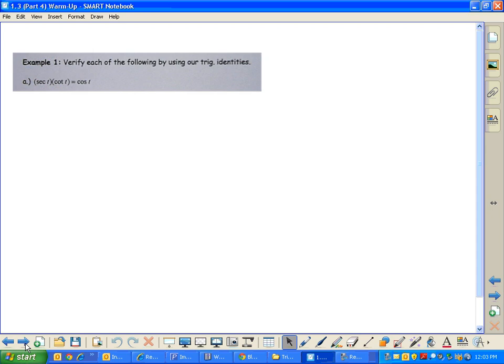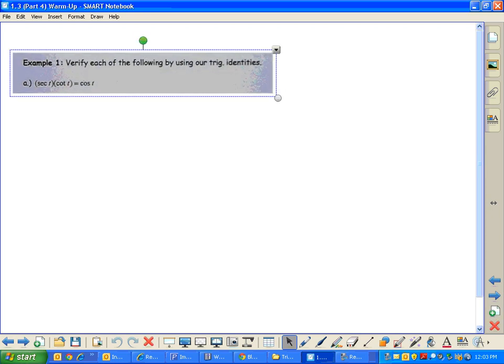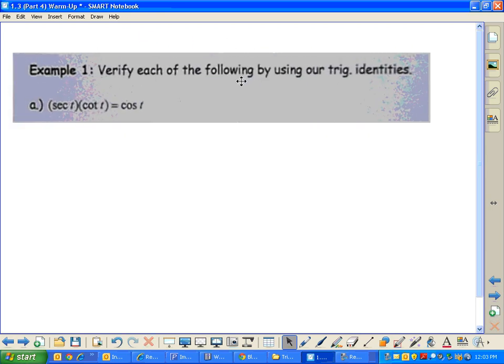Okay, so now we're on example 1. What you're asked to do in example 1 is verify. That's fancy talk for prove that each of the following is true by using our identities. In part A, we are asked to prove or verify via our identities that the secant of an angle times the cotangent of that same angle is equal to the cosine of that angle.